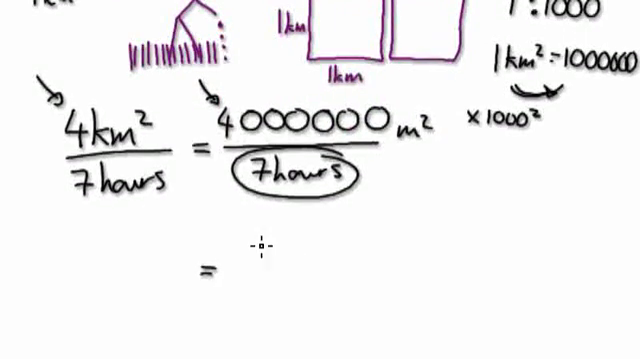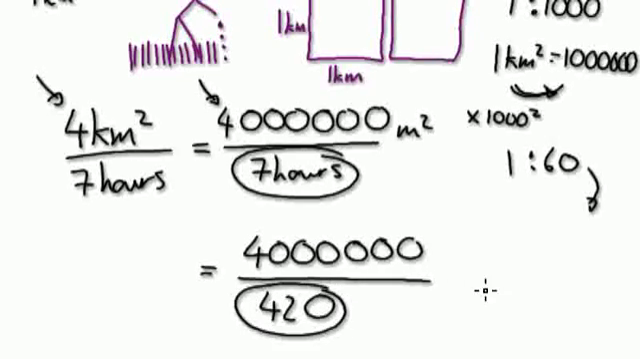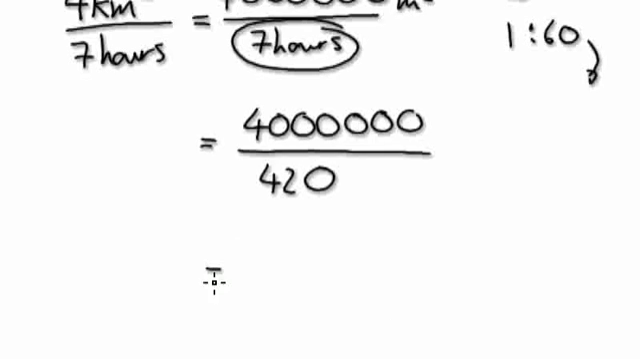Now we've got to convert this into seconds. So this equals 4 million over 7 hours. Well, 1 hour is 60 minutes. We've got 7 hours, so it's going to be times 7. So that would be 420. Now this thing is now in minutes. We've got to convert it into seconds, so now we've got to times it by 60 again.